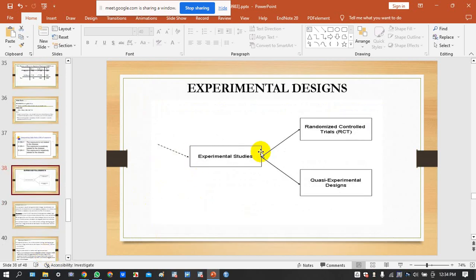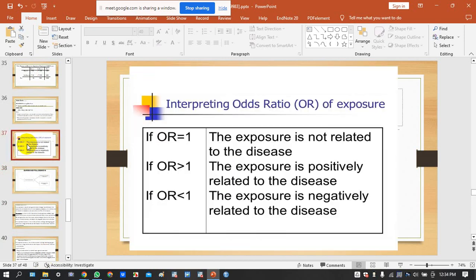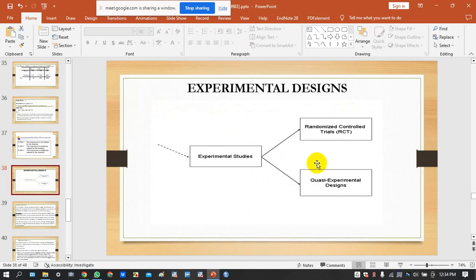Okay, so experimental designs. Let's go to the experimental studies. With experimental studies, we have the randomized control trials and the quasi-experimental designs. The randomized control trial is what I explained at the beginning of the lecture, where you do either a single blind or a double blind. Single blind means that either the participants or the investigator does not know the results, or doesn't even know the names of the people he's dealing with.